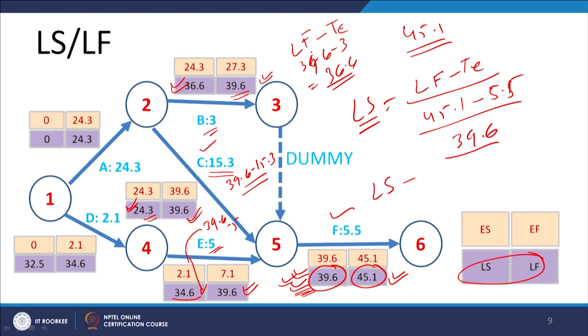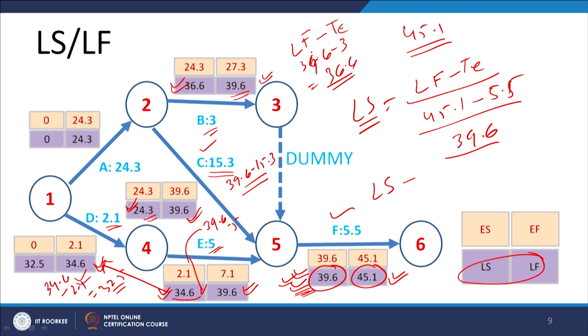34.6 is the latest start time. So, to start the activity at 34.6, activity B also needs to be completed before that. So, the latest start time for the successor activity becomes the latest finish time for the predecessor activity. Here 34.6 is the latest finish time for activity D, and since the time to complete this is 2.1, we will do 34.6 minus 2.1, and this will give us 32.5.